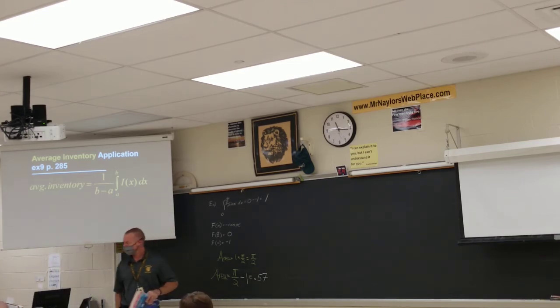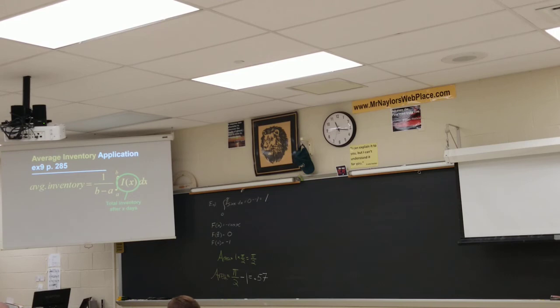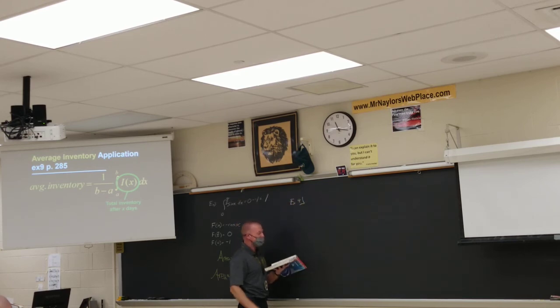I'm kind of using the problem out of the book there. So, I of X is the total inventory, and we'll be able to use that to find this average inventory. Let's do that. Let's do the problem. They actually did the problem in the book. You can just look at it in the book, or you can still jot it down.